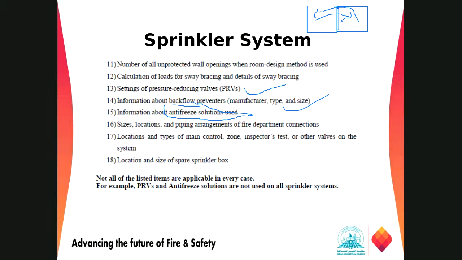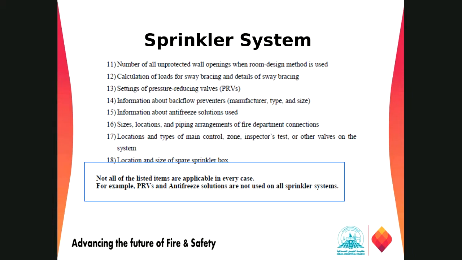But bottom line is that not all of those lists, the one we gave from 1 to 70, are applicable in every case, right? For example, PRV and antifreeze solution. We don't need PRV for normal case. If we have pressure higher than 175 psi or maybe more than 200 psi, we need PRV, right? Or if we are in a cold location, we need antifreeze solutions. So we have to be specific regarding the project, to where we are installing this kind of installation.